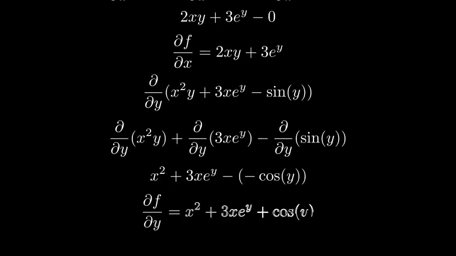Similarly, to compute the partial derivative with respect to y, we treat x as a constant. The derivative of x squared times y with respect to y is just x squared. The derivative of 3x times e to the y with respect to y is 3x times e to the y. And the derivative of negative sine of y with respect to y is negative cosine of y. So, the partial derivative of f with respect to y equals x squared plus 3x times e to the y minus cosine of y.